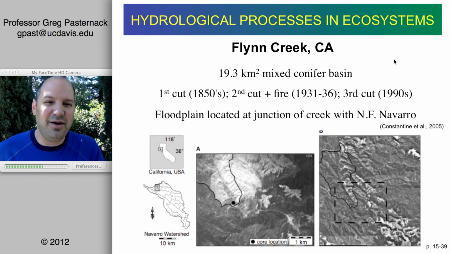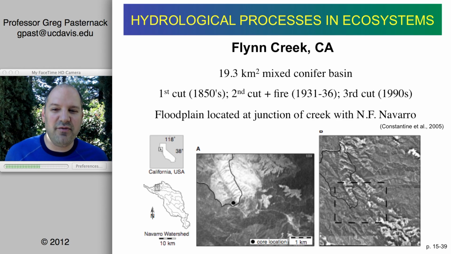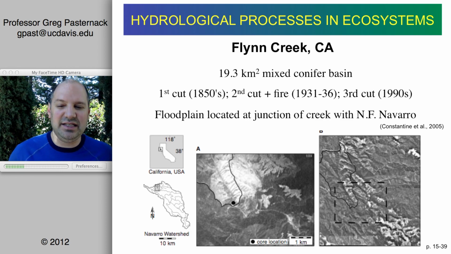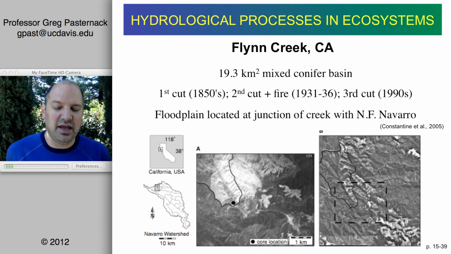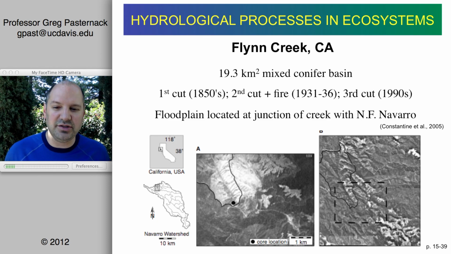Okay, so let me just show you, to end here, an example of a paleoenvironmental reconstruction that one of my grad students did in a place called Flynn Creek, California. This is up on the north coast of California, where we have sedimentary rocks that are highly erodible and produce lots of material. We can have landslides and just easily scour the soils that are present there. Plus, these are areas that have a long history of logging and forest fires.